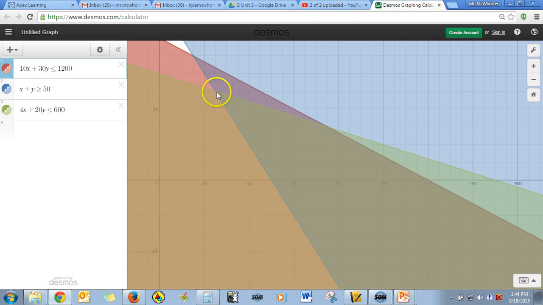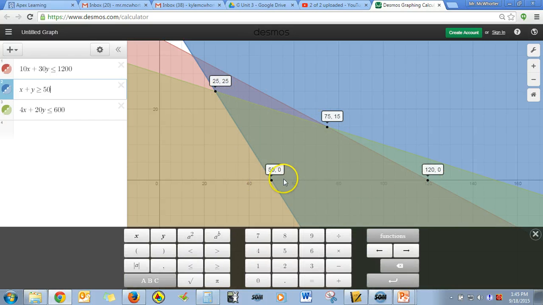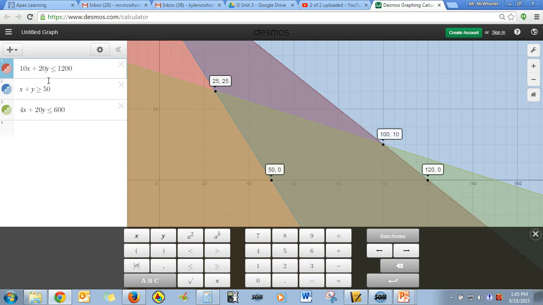So here is a graph of our old constraints. Just to make sure, let's see if our points line up where they were before. And they do. So this is our old feasible region. Let's see what happens when we change this to 20. Now we have a new point here, 110. So our points are 25, 25, 50, 0, 110, and 120, 0.